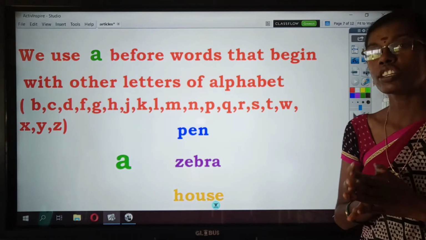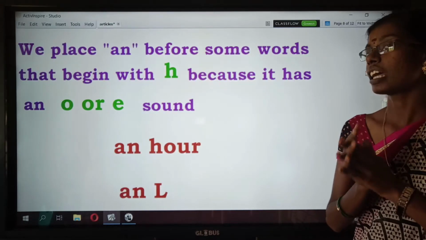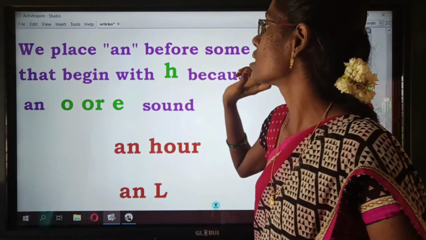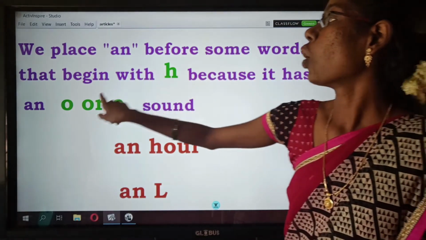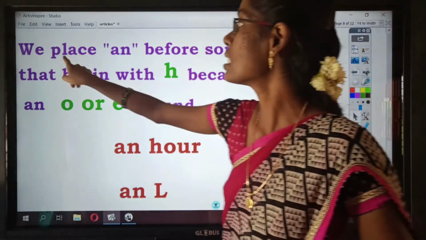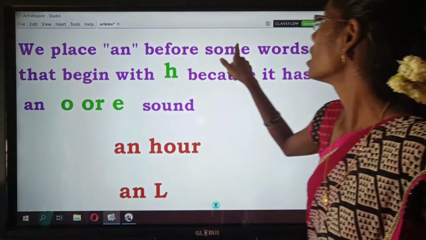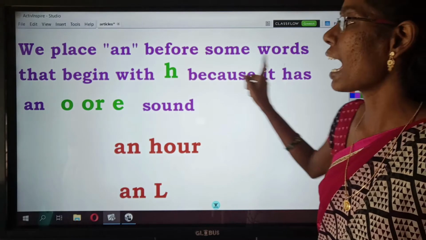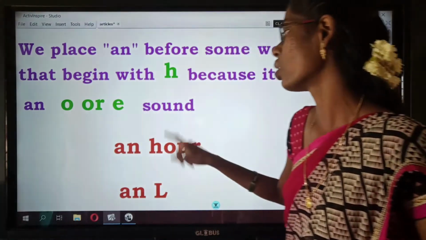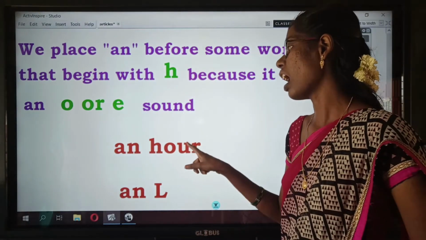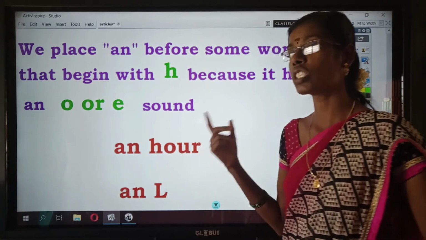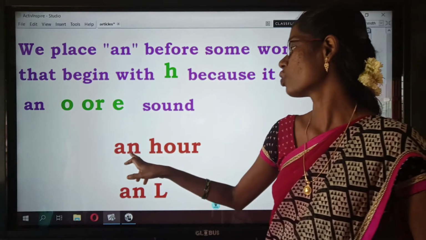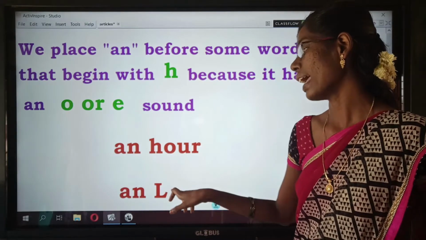Next, we are going to see the important thing, that is the exception. Some words like H will sound with O or E. That is, we place an before some words that begin with H because it has an O or E sound. Here, see, an R. H is silent. We are using the sound R, so it is a vowel sound. So we are using an R, an L.